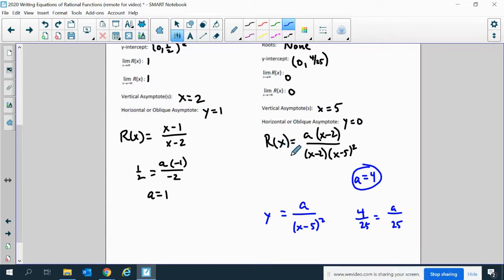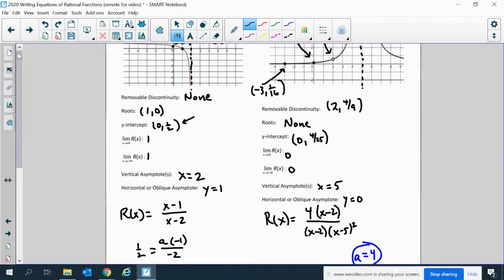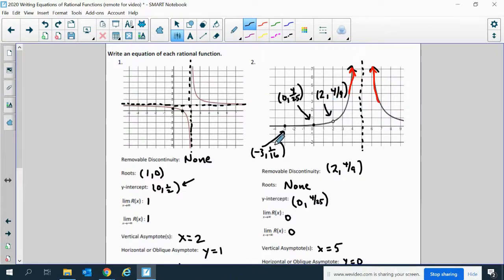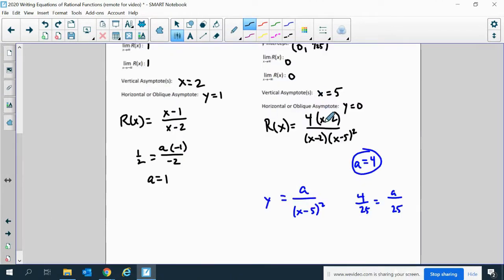So if a equals 4, I need to make sure that everything is still accurate. If I put 4 here, now I look at substituting in one of these other points, like negative 3. Am I still going to end up with 1/16? Negative 3, so that would be 4 times negative 5, which would be negative 20. And then if I put in negative 3 down here, I get 64 times negative 5.